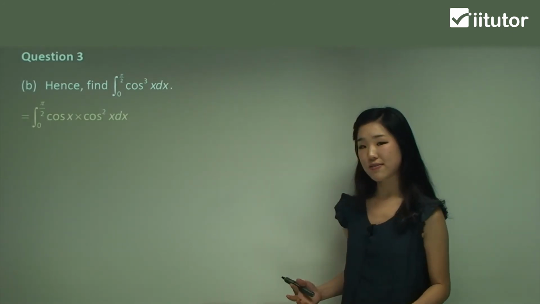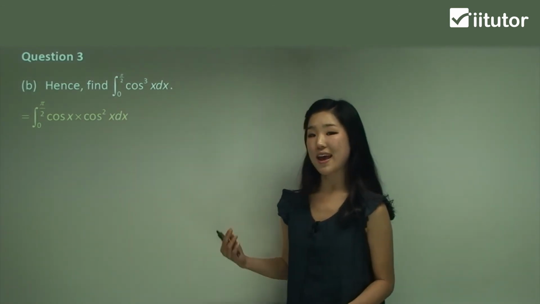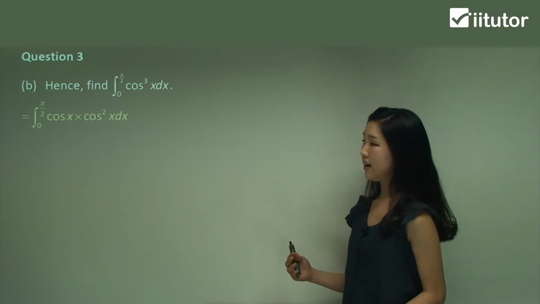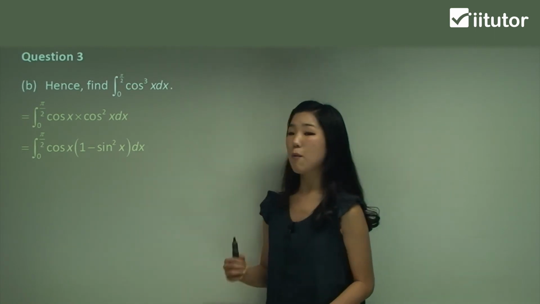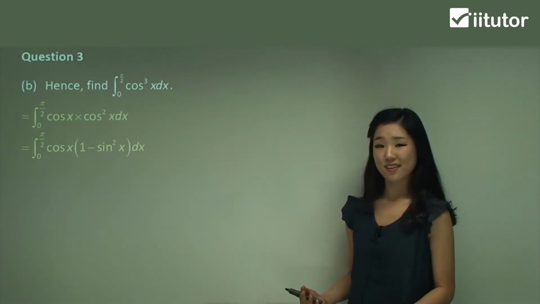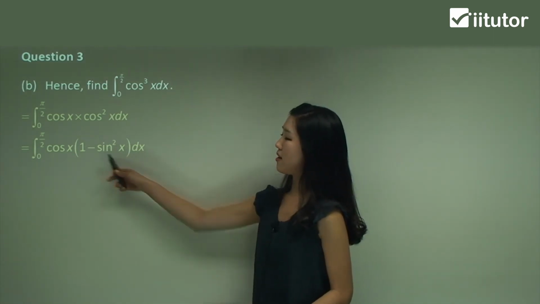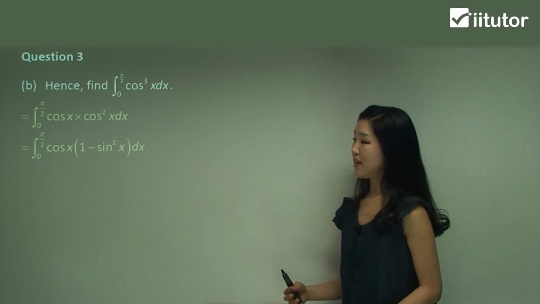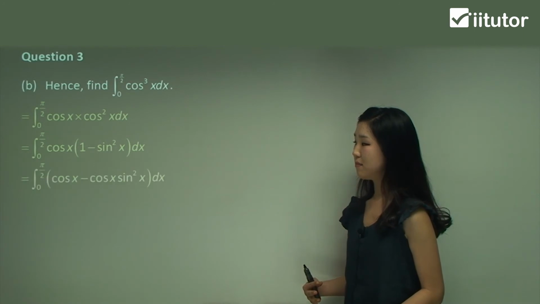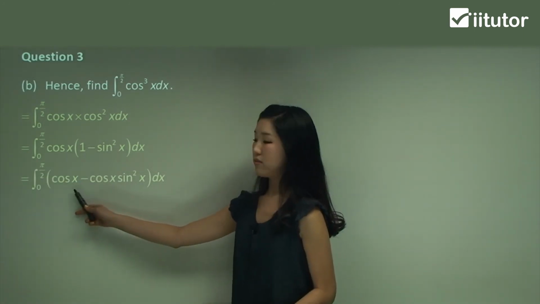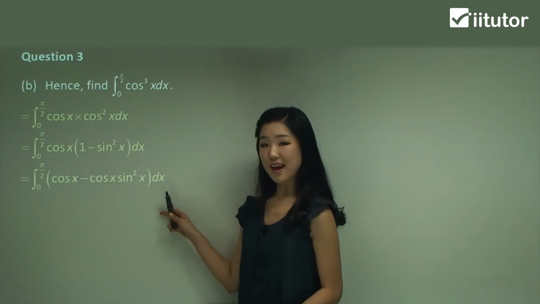I'm going to separate that cubic into cos x times cos squared x. The reason I did that is because I want to make this cos squared x become 1 minus sine squared x. Remember, cos squared x plus sine squared x equals 1, so cos squared x equals 1 minus sine squared x. Then expand out the brackets. It becomes cos x times 1, which is simply cos x, and cos x times sine squared x is cos x sine squared x dx.